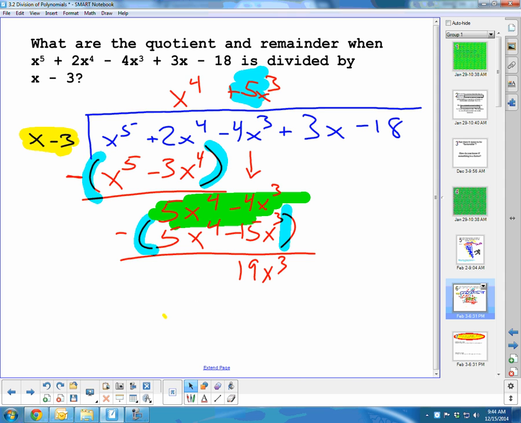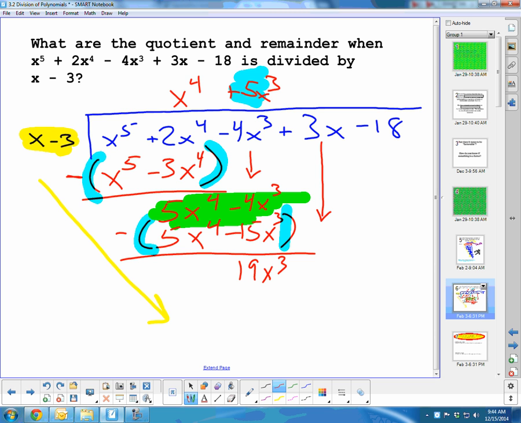But once again, I'm seeing the columns disappear as I want them to disappear, just like with our numeric example. I'm going to bring the next term down, 3x there.